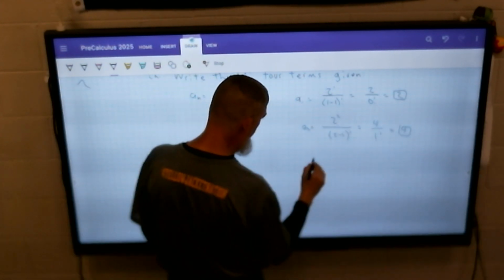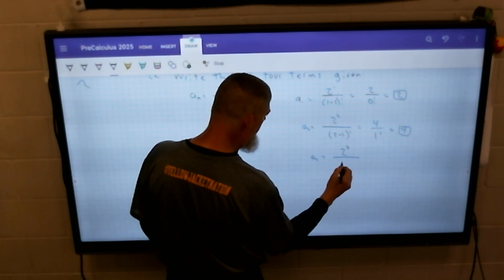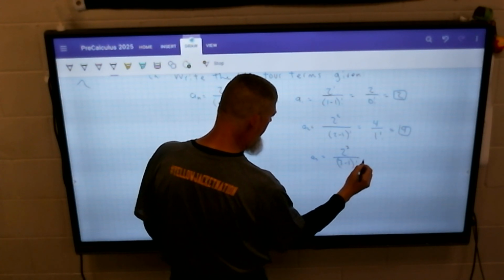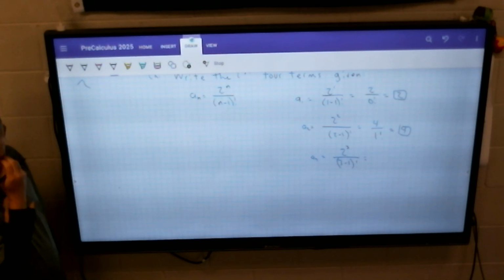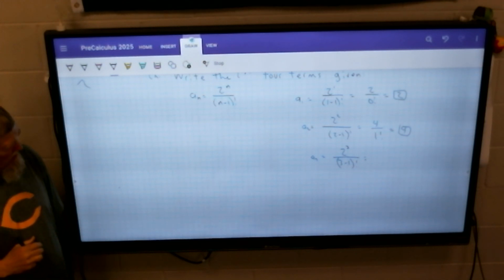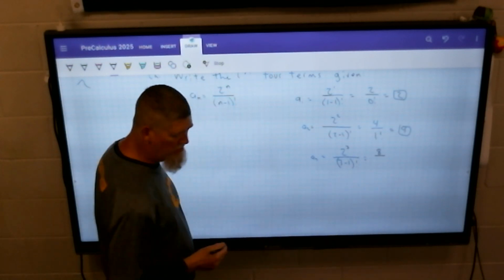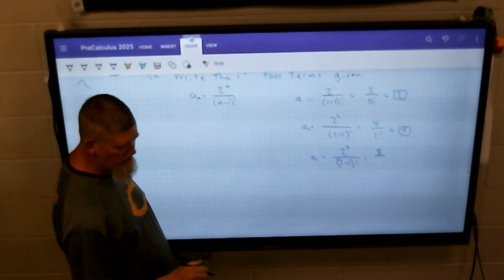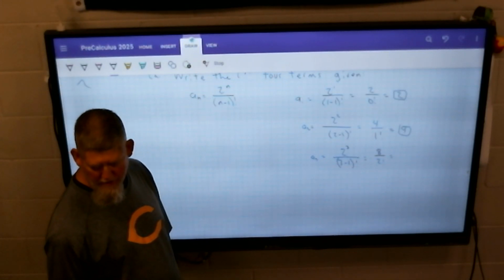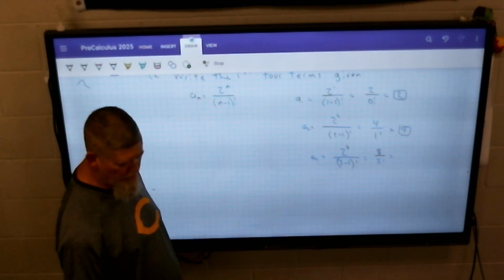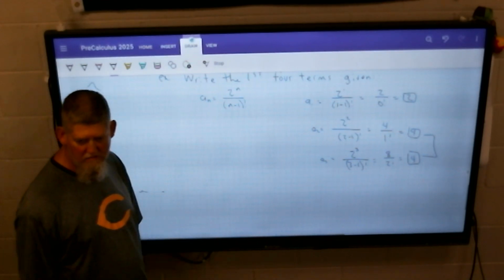Let's say a sub 3 is going to be equal to 2 to the third over 3 minus 1 factorial. It's kind of weird. What's 2 to the third? 8. 3 minus 1 is 2 factorial, which is 2. So 8 divided by 2 is 4. That's weird, but it's right.